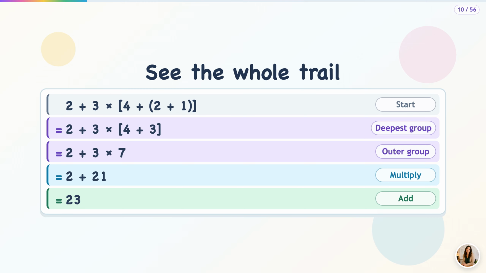Here is the complete trail on one board. Follow the colored rule labels from top to bottom. Pause here if you want more time to review every step. I will leave the board up for 3 seconds.